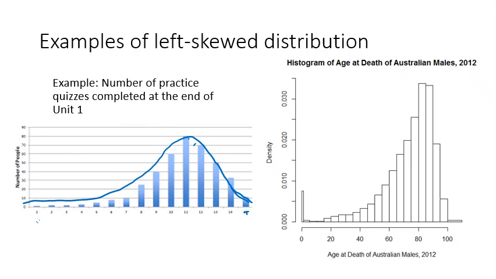So this is what I would expect the distribution to look like. I hope it looks like everyone completed all of them, but it might be different from that. And here we have another histogram. Again, look at the shape, this negative distribution, and we'll talk about this in a moment. This is a negative distribution. It's the age of death of Australian males.